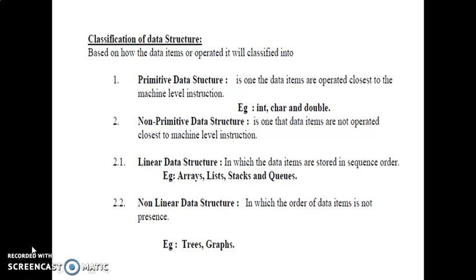Okay, right. So linear data structure and non-linear data structure. First, linear data structure: the data items are stored in sequential order, one by one. Okay. Examples: array, list, stack and queue. So a linear data structure is nothing but storage in sequential order.